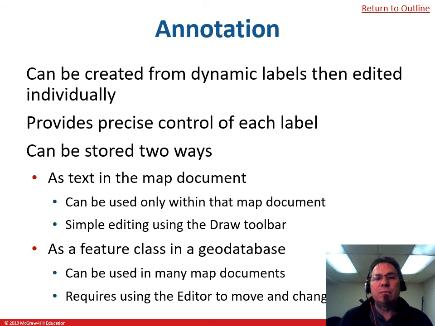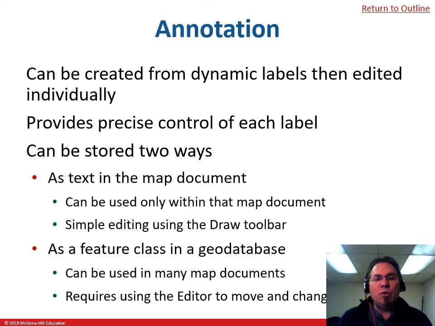Now annotation is another form of labeling that's created from dynamic labels. So you have to turn on the labels originally from the properties menu. You click the checkbox, get them where you want them, and then you right click on the data frame and you can save them. What this allows you to do is have full control over each and every label. And depending on how you save them, you can reuse them. You can have others edit them, which is beyond what we do.